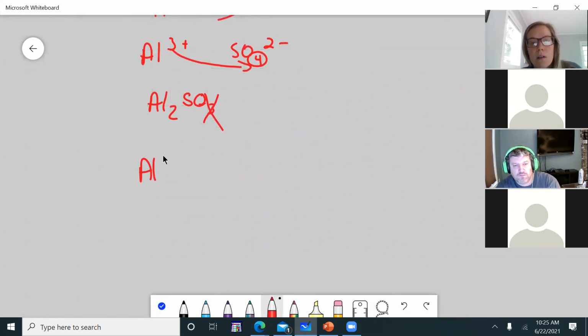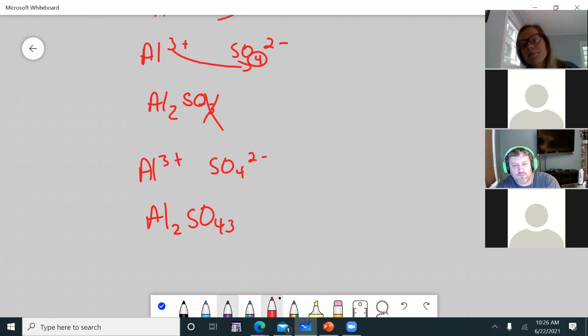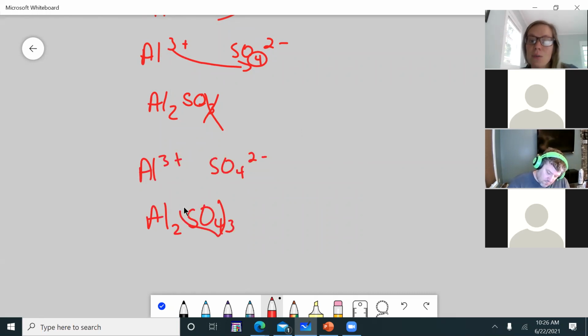Another thing I see students do: they go Al, it's a 3+, SO4 with a 2-. And they'll say, okay, I'm going to flip-flop this thing, and I'll go Al2, SO4, 3. And they'll just leave the parentheses off. We definitely don't have 43 oxygens. That would be a very odd molecule. So we want to make sure we're putting those parentheses in.